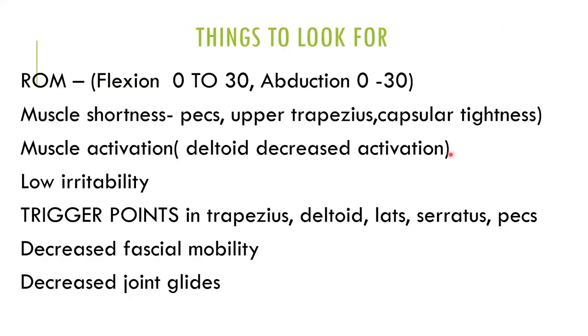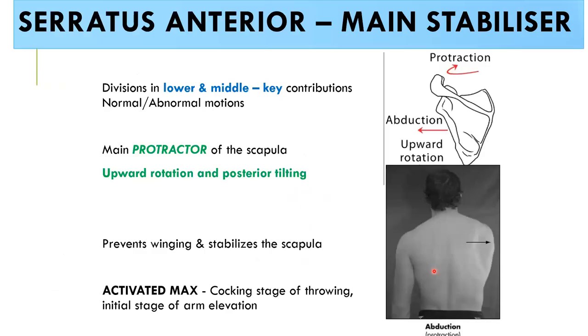So what are the things to look out for when we are doing exercises? Look for muscle shortness in the pectorals, upper trapezius, scapular tightness, and look for activation of the deltoid, which could be decreased. And then sometimes you can have pain or low irritability because of the trigger points on the trapezius, deltoid, serratus, pecs, and decreased joint glides.